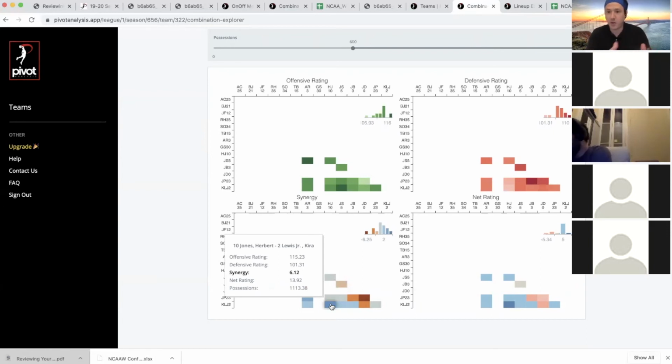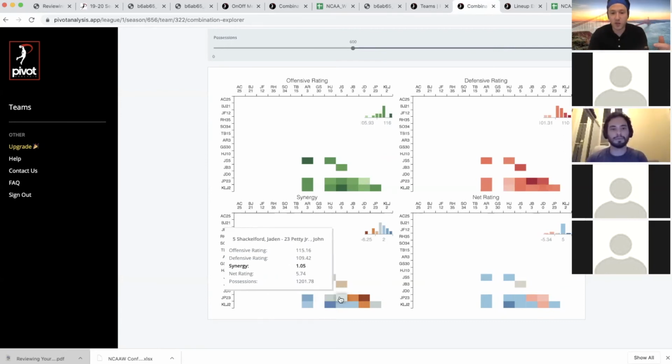Because in a vacuum, every player has their individual on-court ratings, and if all things were equal, then when they play together, their 2-player net rating would be the average of their single-player net ratings. But that's not the case, obviously, because there's always positive, negative synergies between players. And so we're trying to capture that.